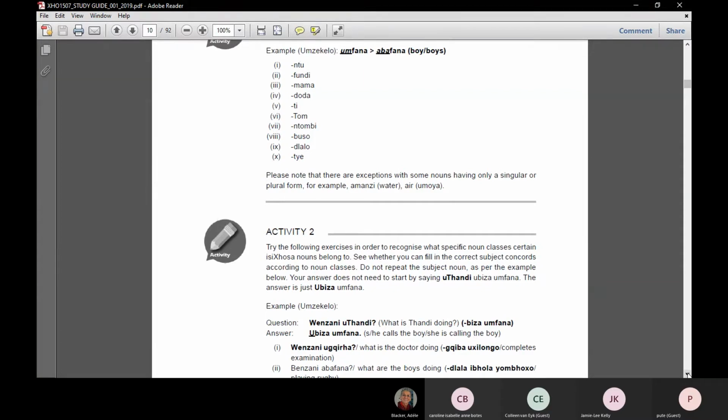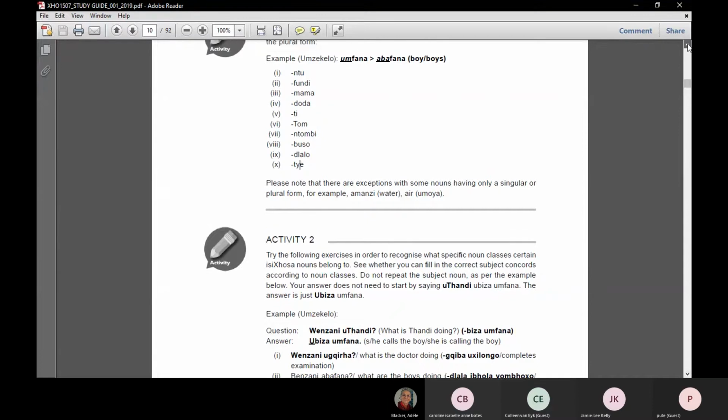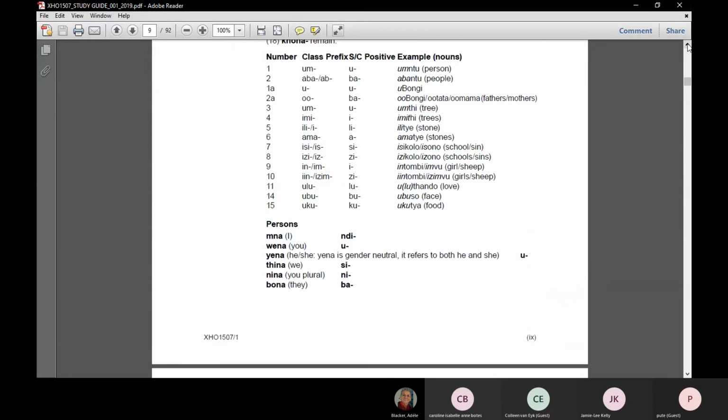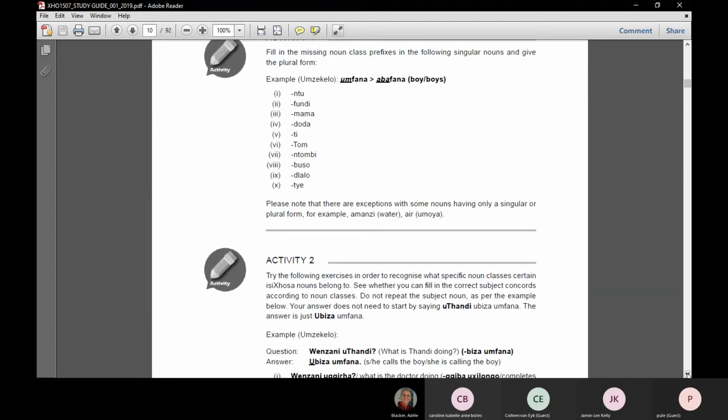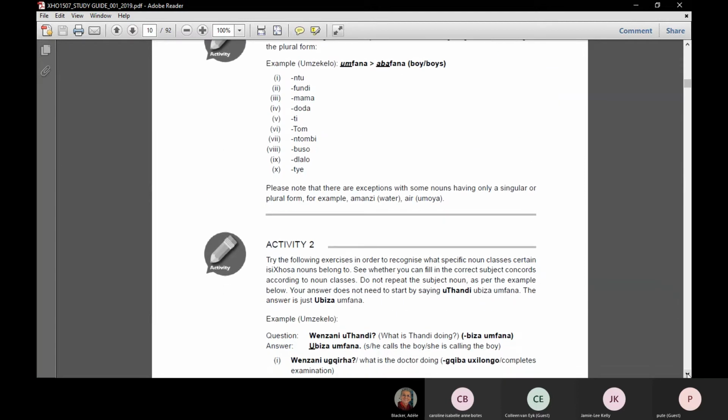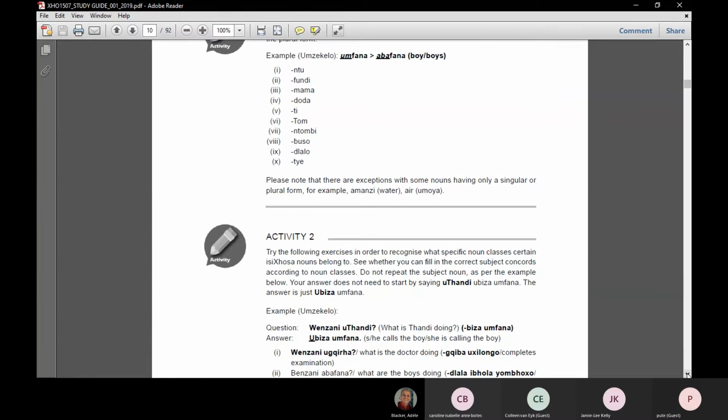What's the missing prefix? Is it ile? Ile, no, that's not correct. Go back to class noun number 6, I believe. Number 6, no, number 5. Number 5. The subject concord in number 5.